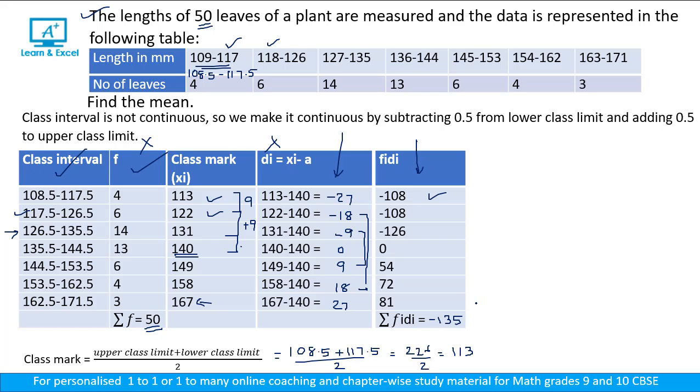Now let us use the formula mean equal to a plus sigma fi di upon sigma fi. Now the mean is equal to a, which we know as 140, plus sigma fi di, which we found as minus 135, divided by 50. So simplifying we get the mean as equal to 137.3. So here we can see that the calculations have become simple because of using the assumed mean method than using the direct method.